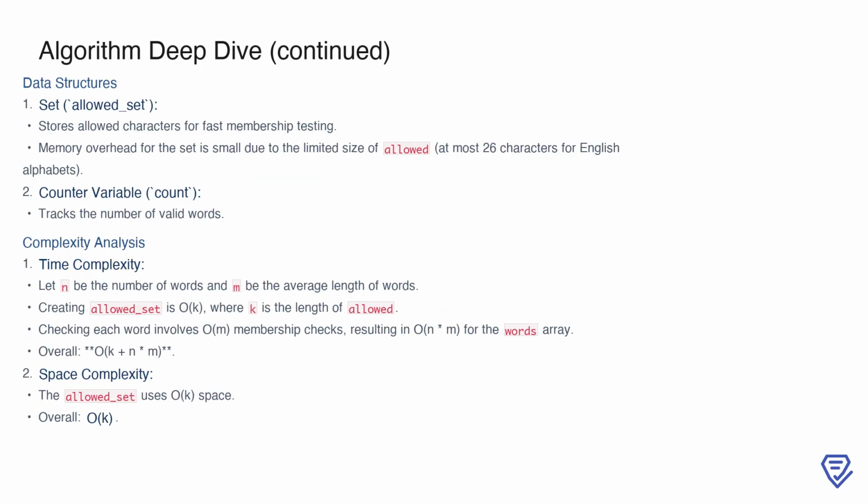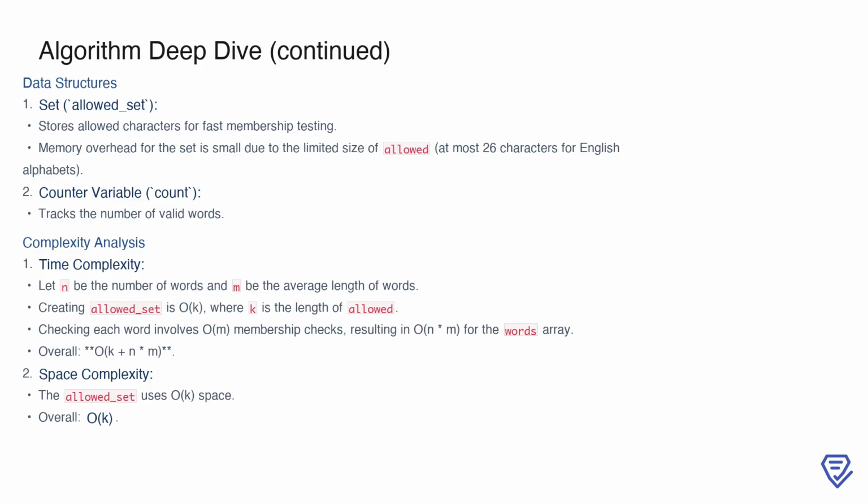Let's examine the data structures and complexity of this approach. We use two main data structures. The first is the set allowed_set, which stores the allowed characters. This set is highly efficient for membership testing and has minimal memory overhead since the maximum size of allowed is limited to 26 characters for the English alphabet. The second is a counter variable, which is used to track the number of valid words. This is a simple integer that requires constant space. For the time complexity, let's break it down.